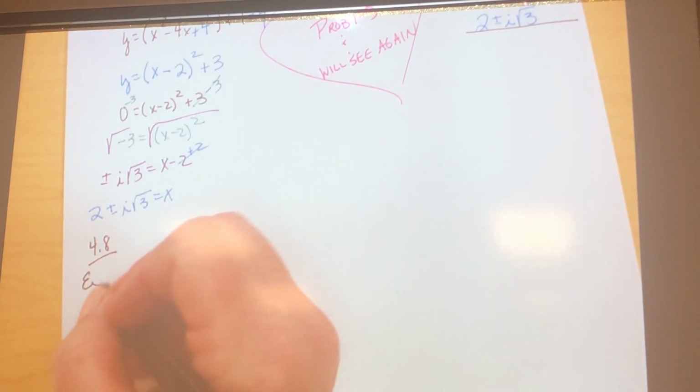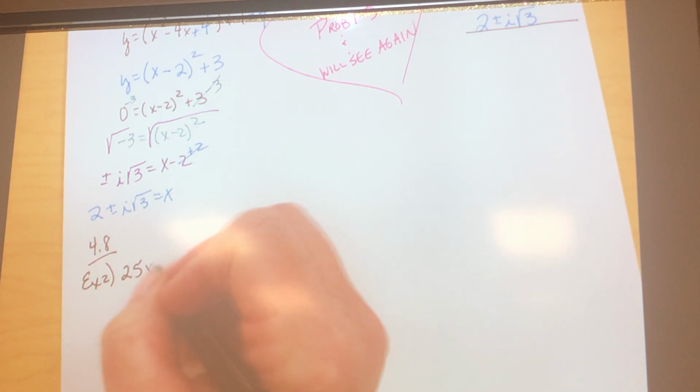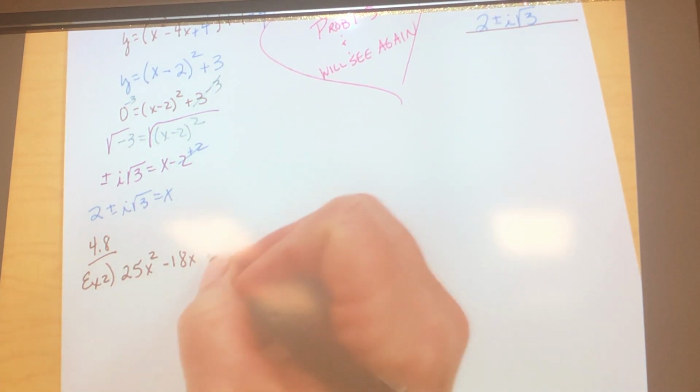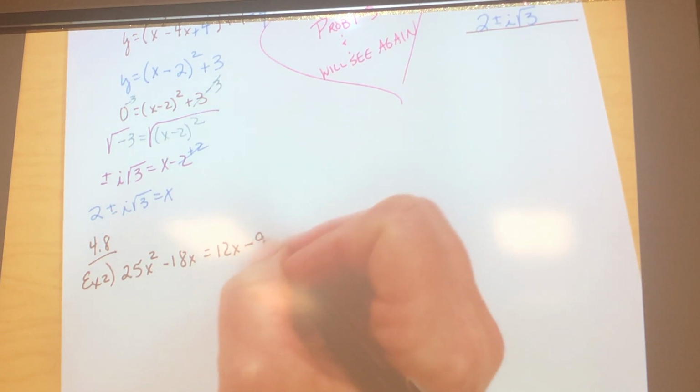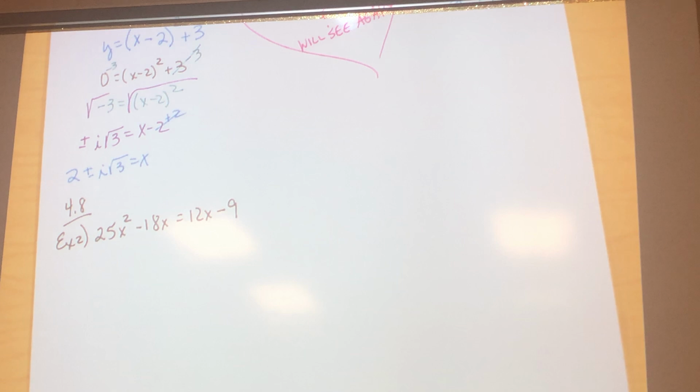Okay, so here's example 2. 25x squared minus 18x equals 12x minus 9. Remember 4.8 is the quadratic formula, okay? So obviously I'm fixing to use the quadratic formula and solve this question, okay? Now let me ask you this, because this is pretty cool. Think about this, factoring. Is factoring a good way to solve it? Yes, I like factoring. I'm pretty good at factoring, so it's kind of fast for me. It's faster than the quadratic formula. Does it always work? No. So it's good, but it's only good when it factors, right?